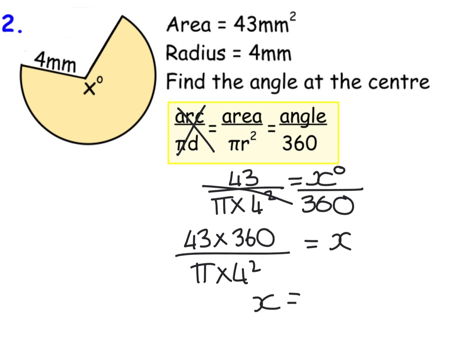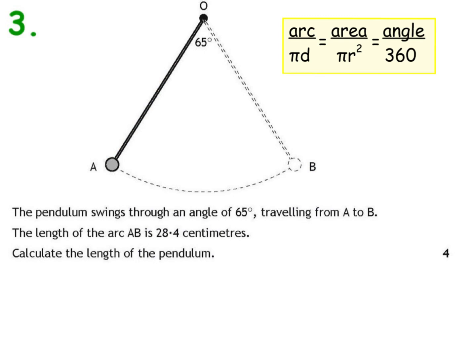Go to your calculator and type that in. And in this case, we get 30.796. So I'm going to round that to 31 degrees. So I've shown you 2 examples where we're finding the angle. Let's look at this one where we are finding the length of the pendulum.